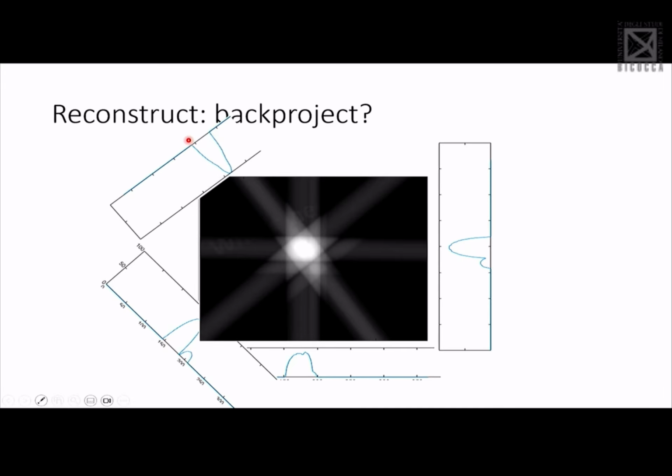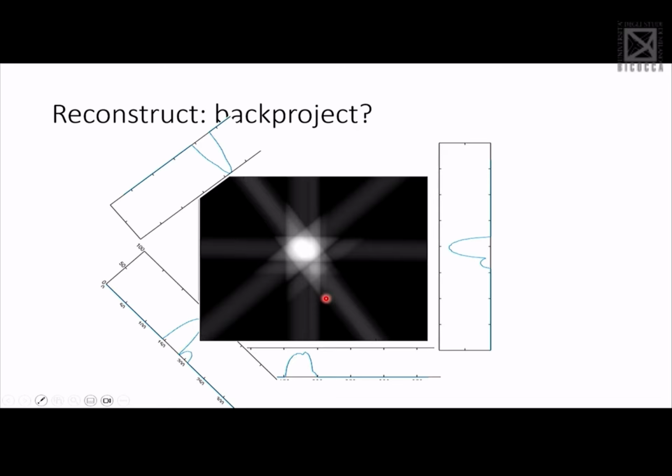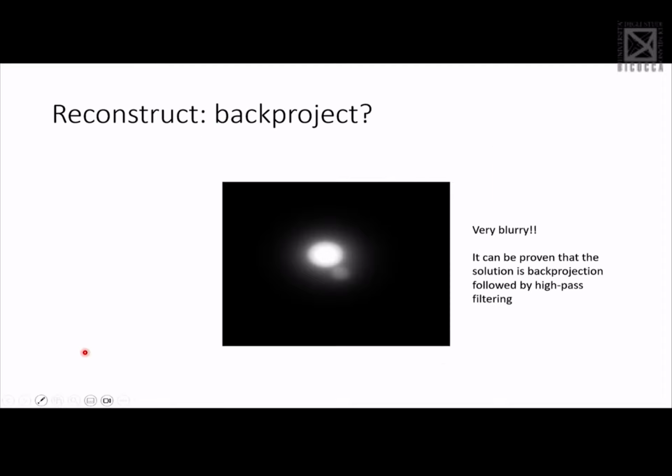You keep on doing this, but then you ask, okay, what do I do? Let's say that I acquired 180 projections, which are the complete set. But what I get back, given how I was proceeding, you can see that every time that I do a back projection, I get a tail along the whole image. So what I get is a very blurry image.